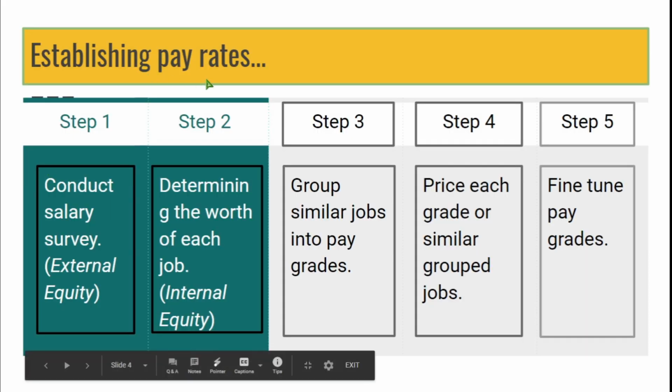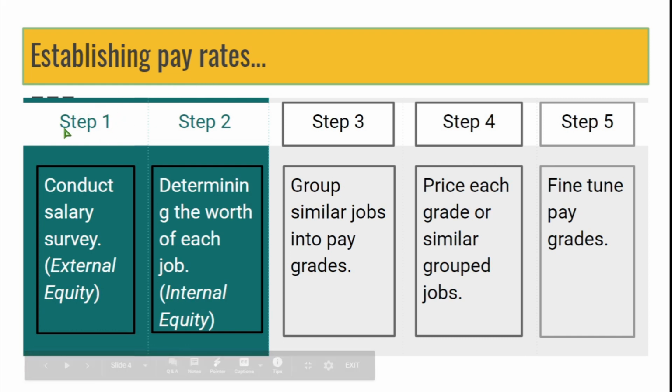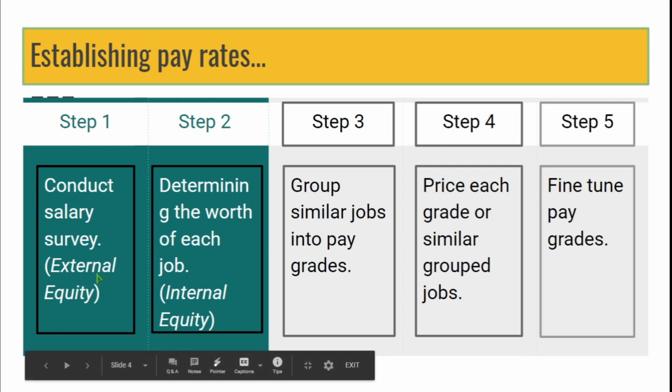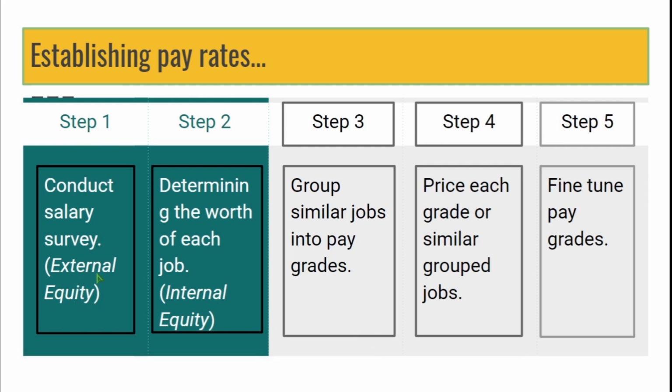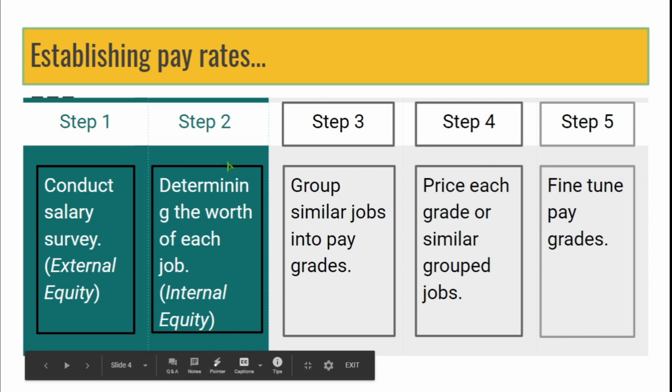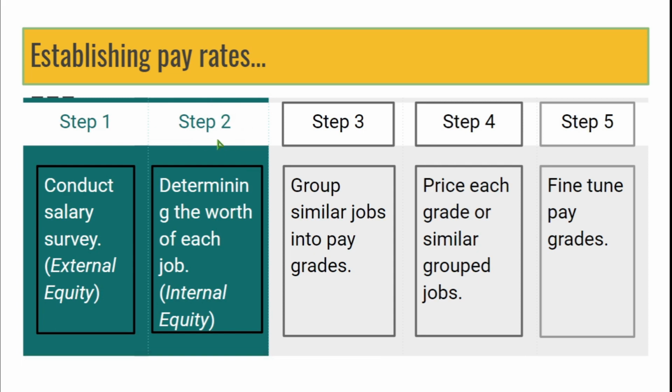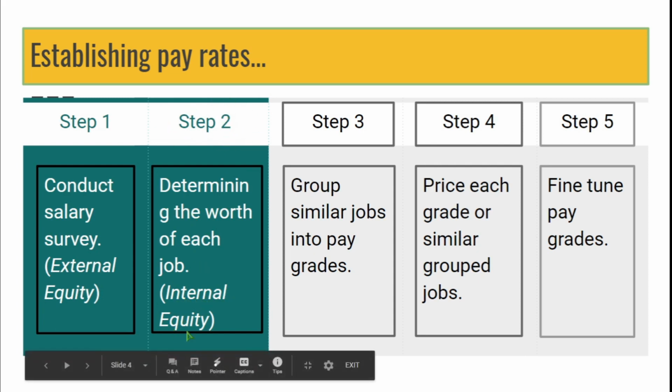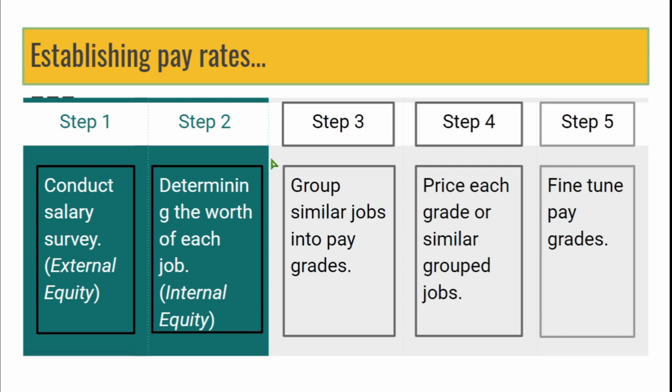To establish pay rates, we need to follow 5 steps. The first step is to conduct a salary survey. Here we achieve external equity; basically, offering similar pay as is given in the industry will bring external equity. Then we have determining the worth of each job. Here we achieve internal equity. By internal equity, we are saying that the job with more responsibility, accountability and tasks shall be paid higher compared to others.